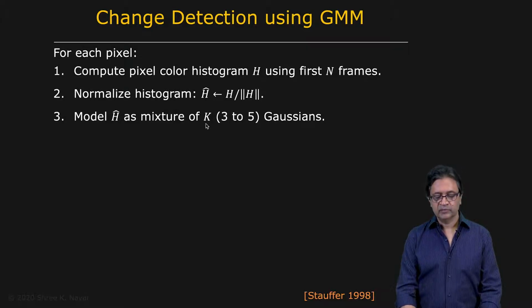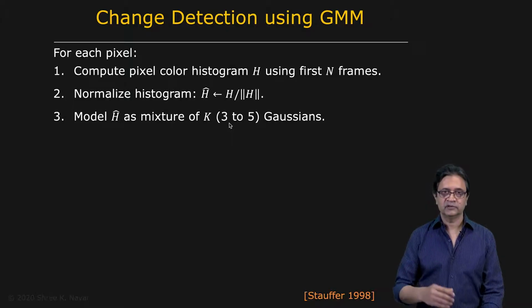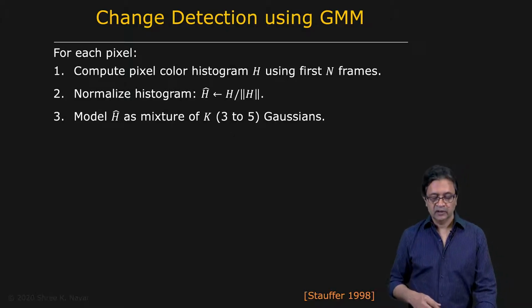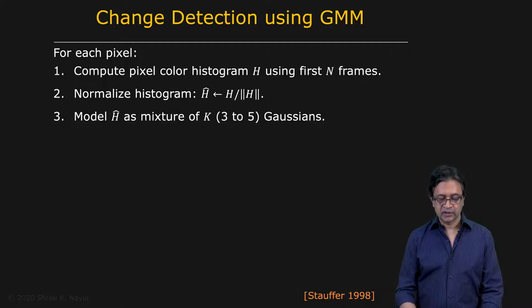And let's say for our purposes here, we pick K equal to 3, 4, or 5. We'll just pick a small enough number. Beyond 5, that's getting really complex as a model. So we fit a GMM to H, and now we're ready to classify pixels.